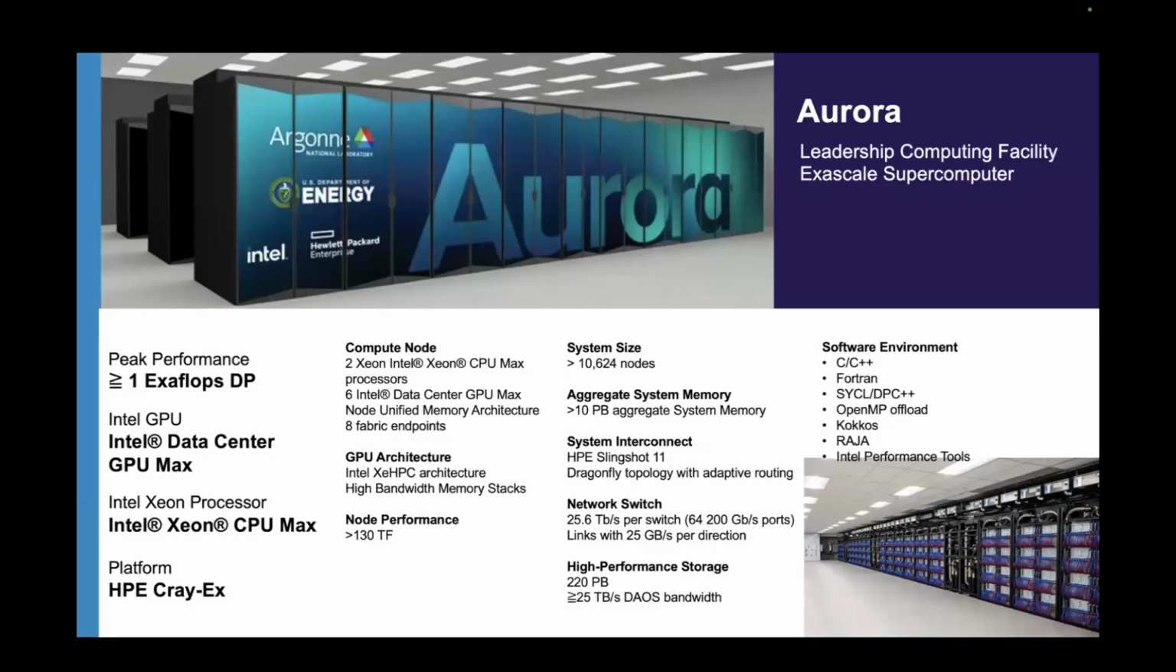This is a high-level overview of the Aurora system. It's going to come in at just over an exaflop of performance. We know it's 10,000 nodes. And the bottom here on the high performance storage is our key for today's discussion. Any questions on Aurora in general?